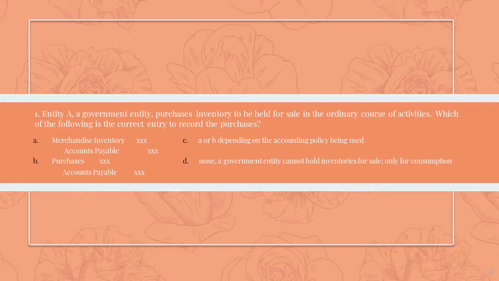A government entity cannot hold inventories for sale and only for consumption. So the correct answer is letter A, debit to merchandise inventory account and credit to accounts payable, because the government entity is using a perpetual inventory system.